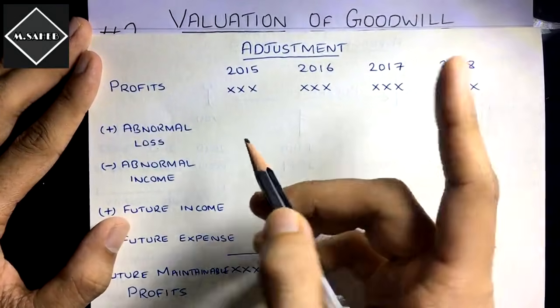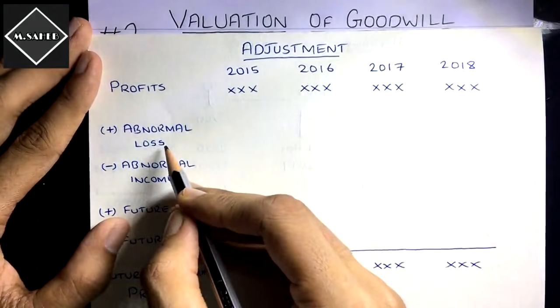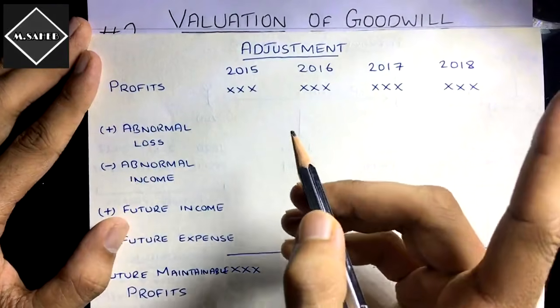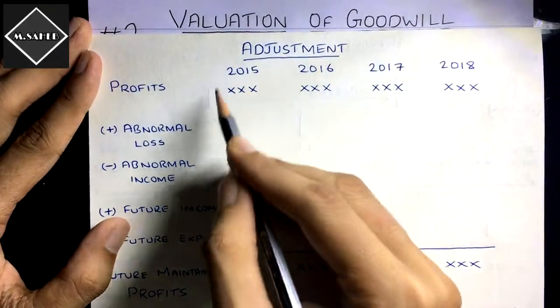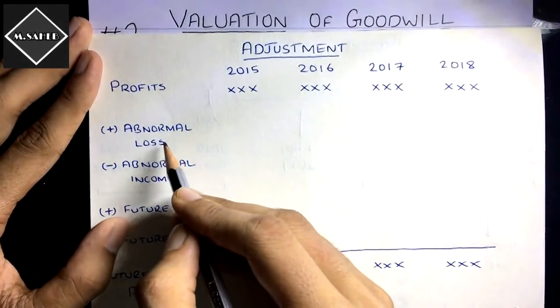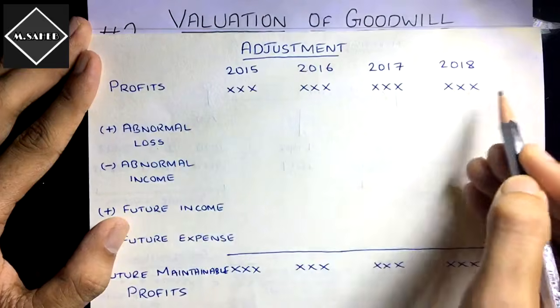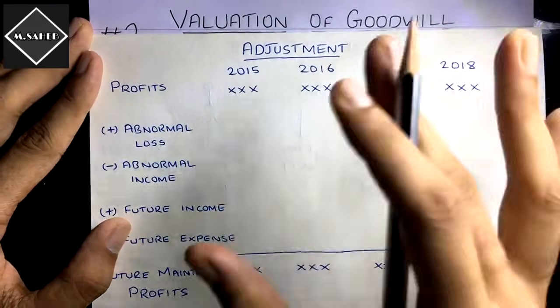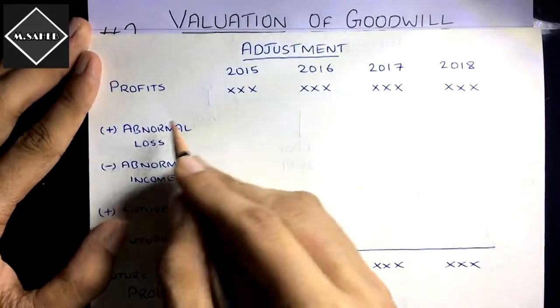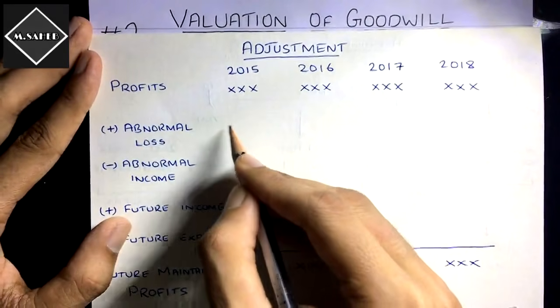But why did I add the loss? Don't we subtract the loss? See, that is because that loss is an abnormal loss and it will not happen in future. Can you say that fire will happen every year and in the future also? No, it will not. So that is why it's an abnormal loss. So you have to add it back to the profit to correct the profit.